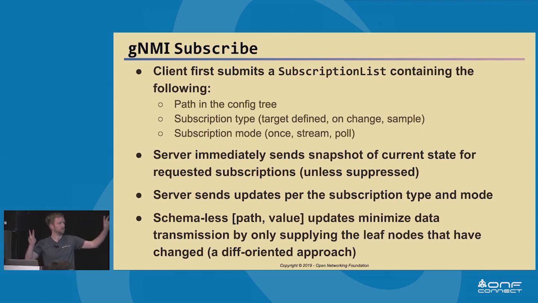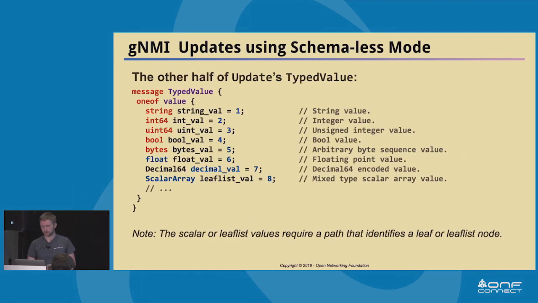This is where the sort of schema-less or diff-oriented approach really has an advantage. Because if a port goes up or down, instead of having to provide a whole snapshot of the interface, we can just provide a path to the leaf and a new value. So we're actually minimizing the amount of data we need to transmit, and also that the client needs to process. So in subscribe, typically we'll use this technique of just supplying the leaf nodes that have changed, rather than the whole configuration. So let's look at the other half of TypedValue.